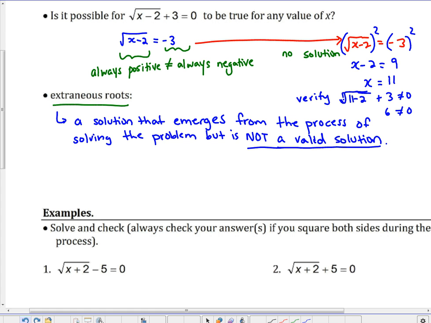And so therefore, x equals 11 is what we call an extraneous root or extraneous solution. It's a solution that emerges when we solve algebraically, but when we check it with the original, it's actually false. And so you have to be very careful with this lesson, because sometimes we're going to have extraneous solutions. It usually occurs when squaring both sides.